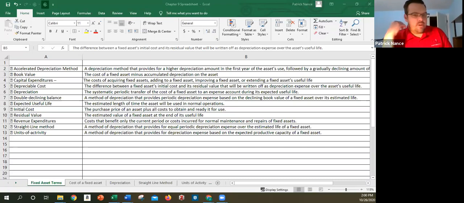For the first video, for chapter 9, we're going to talk about long-term assets. We're going to talk about fixed assets, and we're going to talk about depreciation. So for the very first one, we're just going to kind of talk about what a fixed asset is.